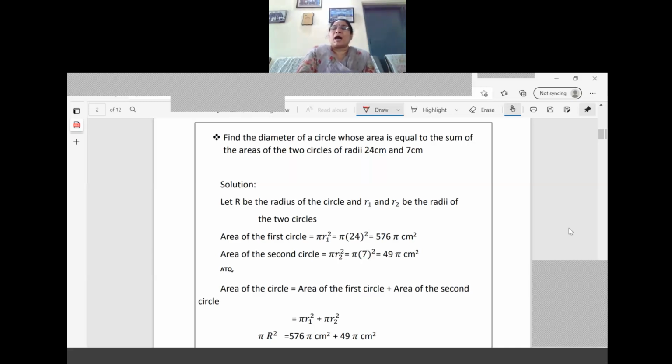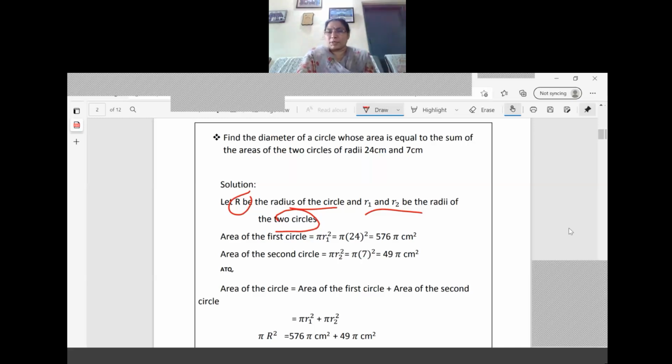So let us take r1 and r2 as the radii of the two circles. And the bigger circle's diameter is asked, but we have to take the radius, so we take capital R as the radius for this one. So this circle's area equals the sum of the areas of these two circles, right? So we are calculating the area of the first circle. The area of the first circle is pi r1 square. So r1 is replaced with 24.